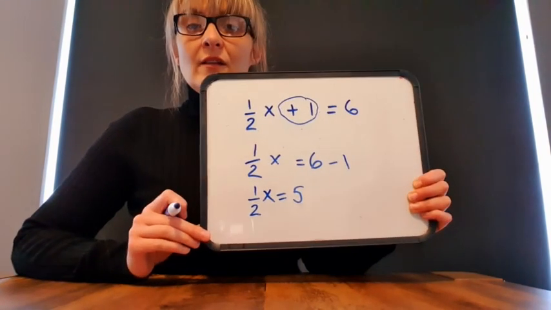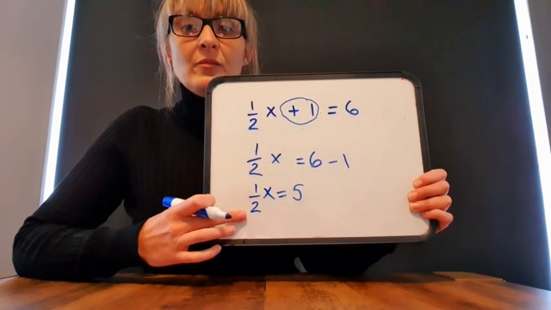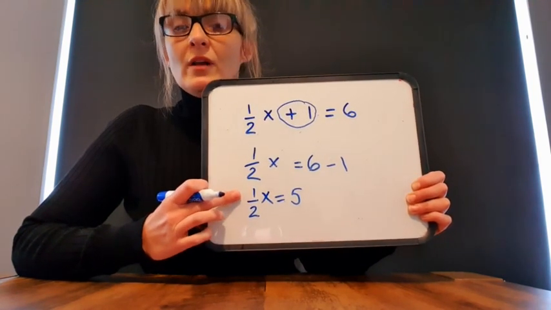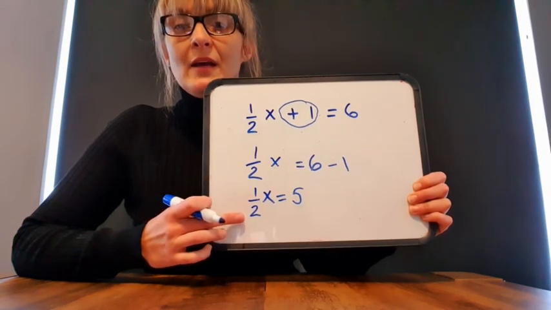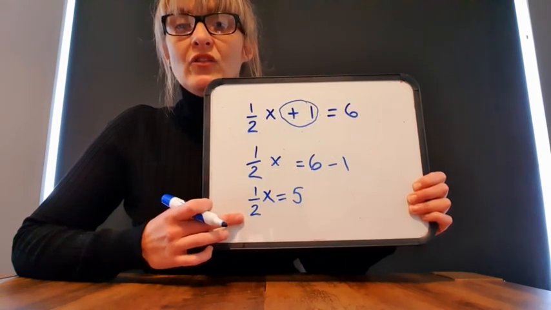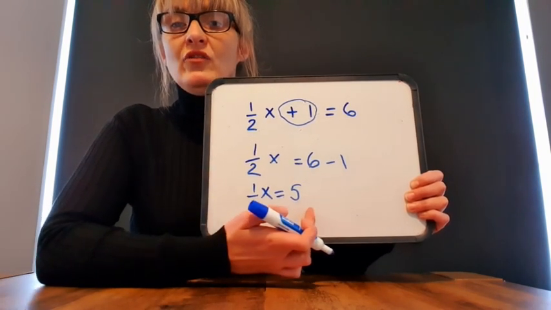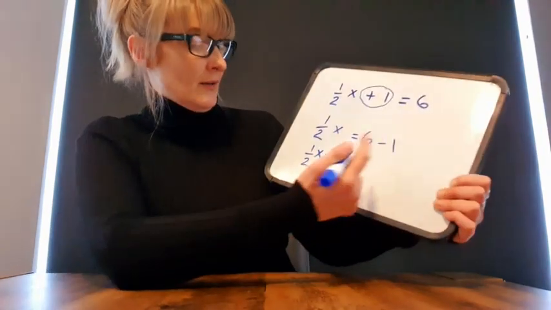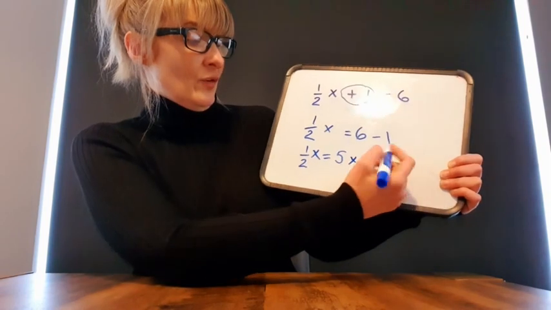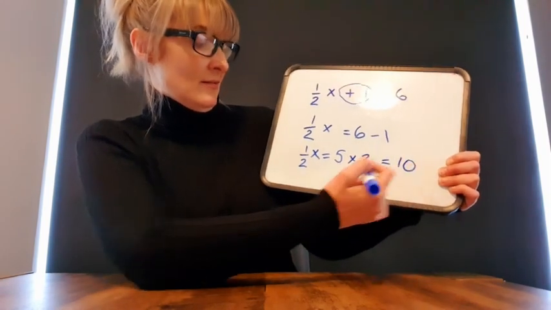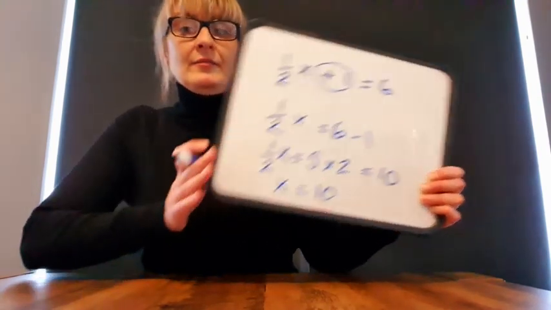So that's us done the first part. Now we need to work on the fraction. Again, the numerator is 1, so we don't really need to bother with that. The denominator is 2, so we are dividing by 2. The opposite of division is multiplication, so when we take this over the magic bridge, it changes from divide to multiply. 5 times 2 is 10. X equals 10.